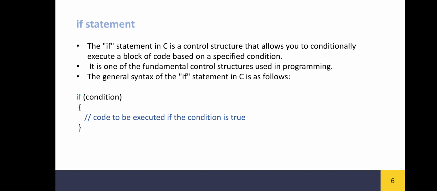The if statement in C is a control structure that allows you to conditionally execute a block of code based on a specified condition. It is one of the fundamental control structures used in programming. The general syntax of the if statement is: if condition, then code to be executed if the condition is true.